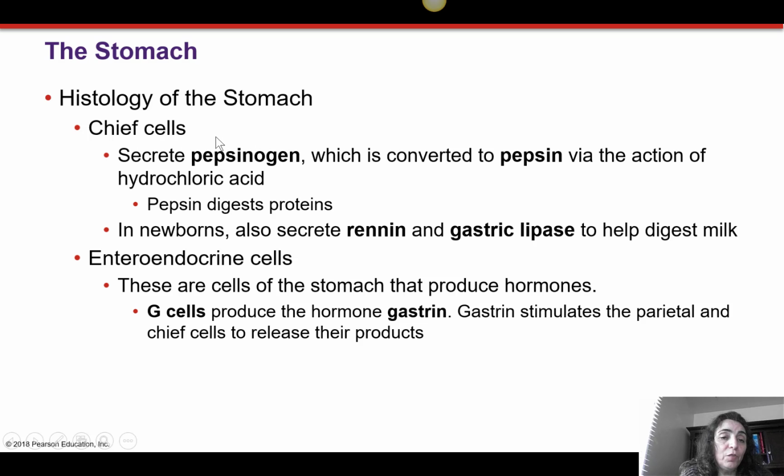So that was regarding the chief cells, and the last type of cell that we have in the stomach is the enteroendocrine cells. Those are the cells of the stomach that produce hormones, as we discussed, and one of them is the G cells that produce the hormone gastrin. Because of the gastrin, we call them G cells. And gastrin is a hormone that stimulates the parietal cell and chief cell both to release their product.